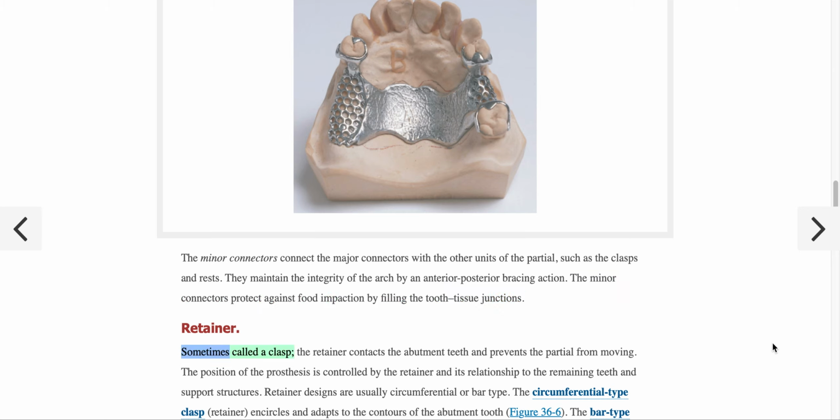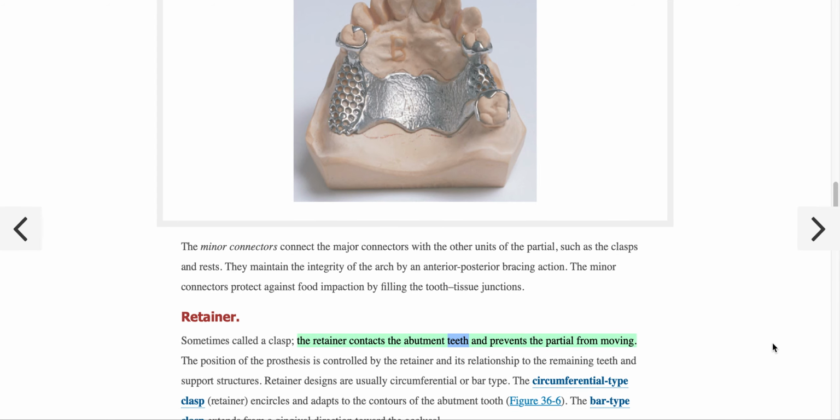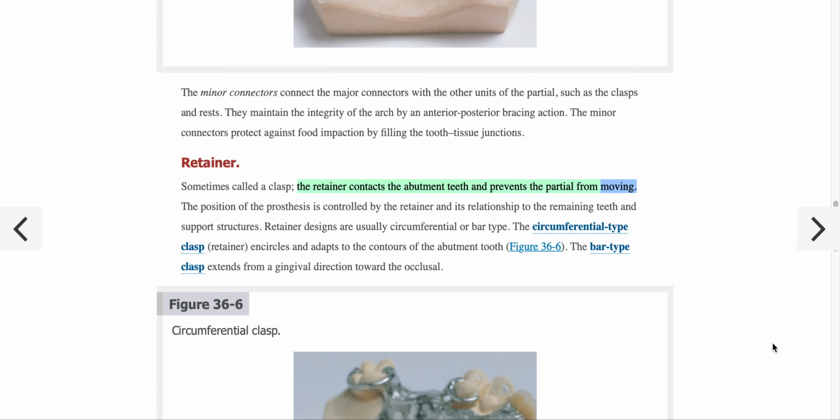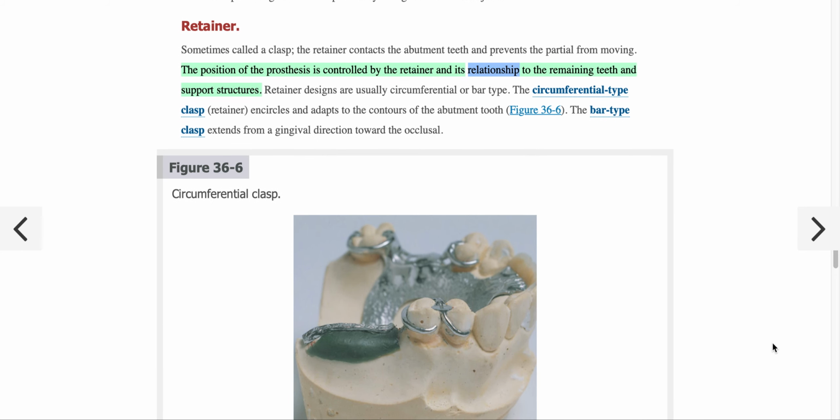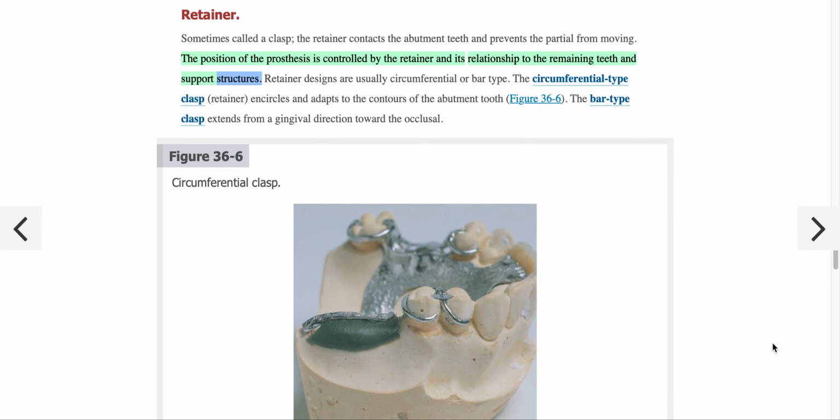Retainer. Sometimes called a clasp. The retainer contacts the abutment teeth and prevents the partial from moving. The position of the prosthesis is controlled by the retainer and its relationship to the remaining teeth and support structures. Retainer designs are usually circumferential or bar type.